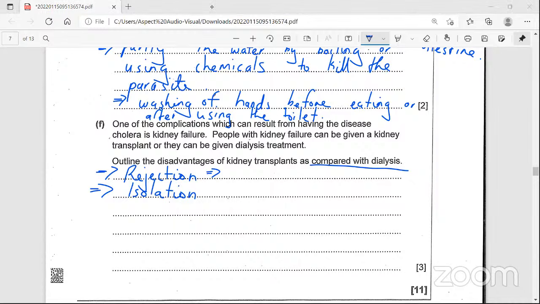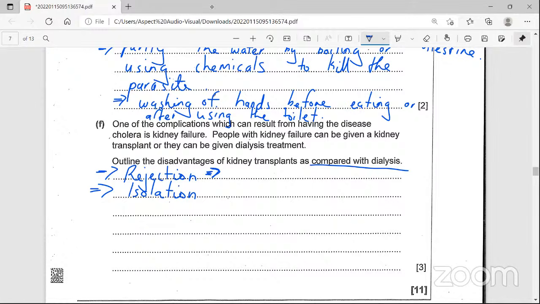So when you're answering a question like this, are you supposed to list and then explain, or just list the 3 disadvantages and compare them with, for example, rejection, but with dialysis there's no chance of that because it's a machine? Yes, you can first list them and then explain how it is a disadvantage compared to dialysis. So here, rejection, the fact that you can lose the kidney, instead of dialysis where there's just an exchange. There's no chance of that happening, like you said.